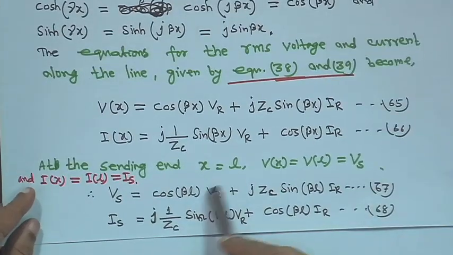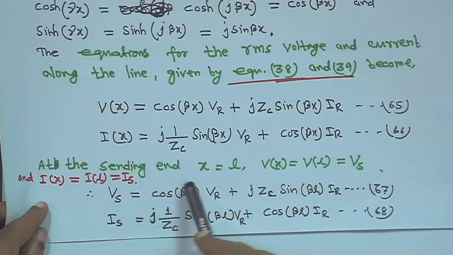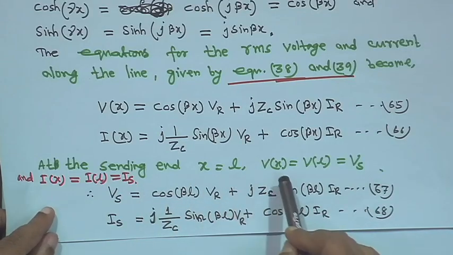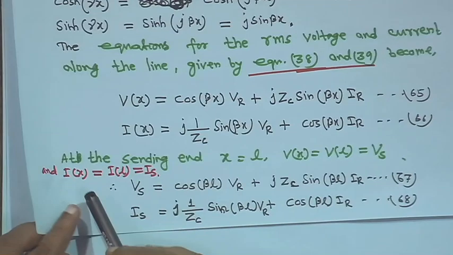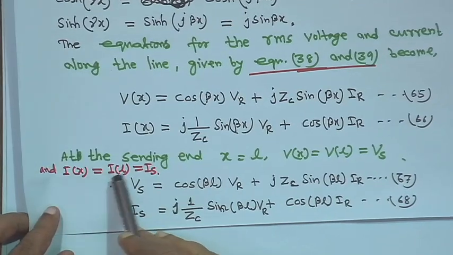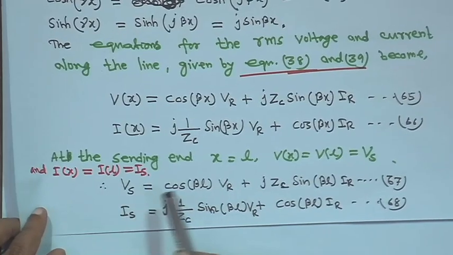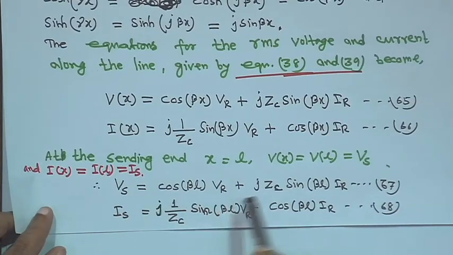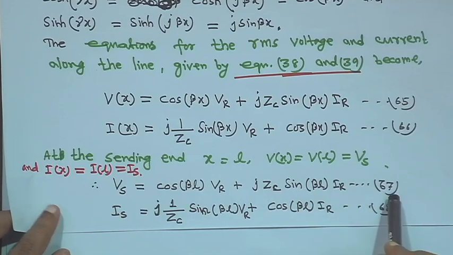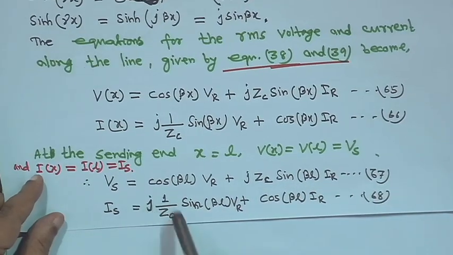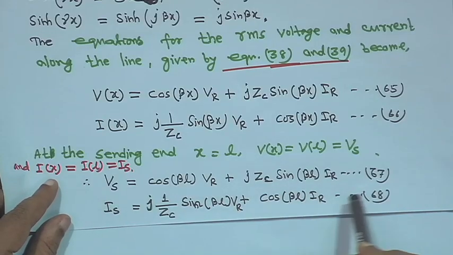Now, at the sending end, because we are measuring the distance from the receiving end to the sending end, at the sending end x is equal to L. So V x equal to V L is equal to sending end voltage V s, right. Similarly, I x is equal to I L is equal to I s. So the sending end voltage can be written as V s equal to cos beta L V r plus j z c sin beta L I r, this is 67, and I s is equal to j upon z c sin beta L V r plus cos beta L I r, right.